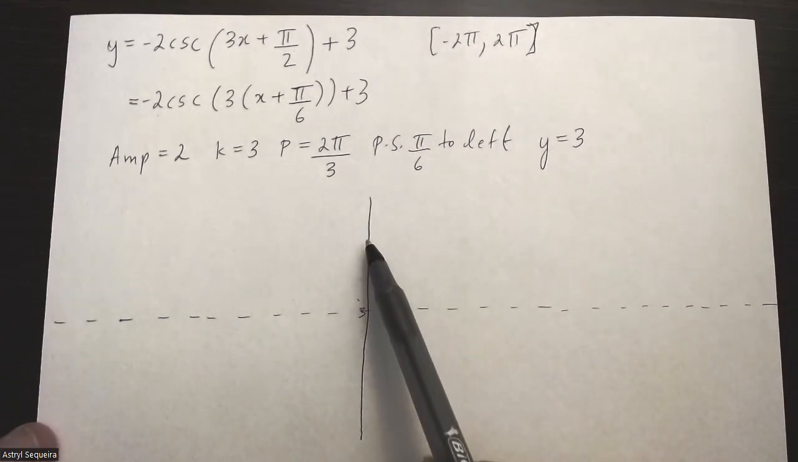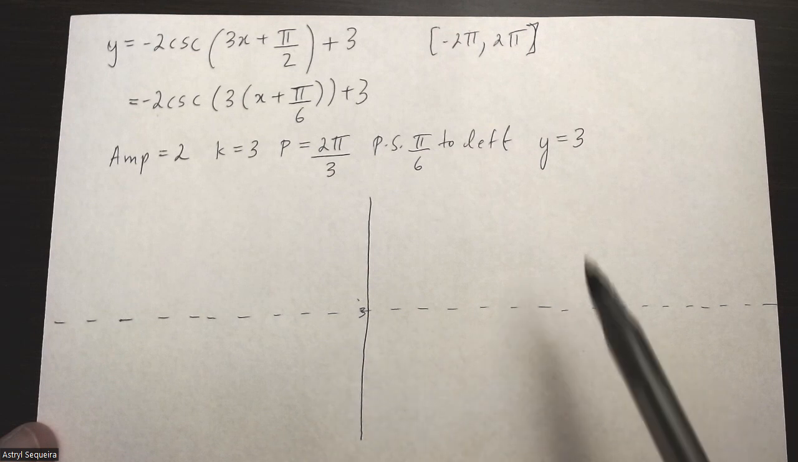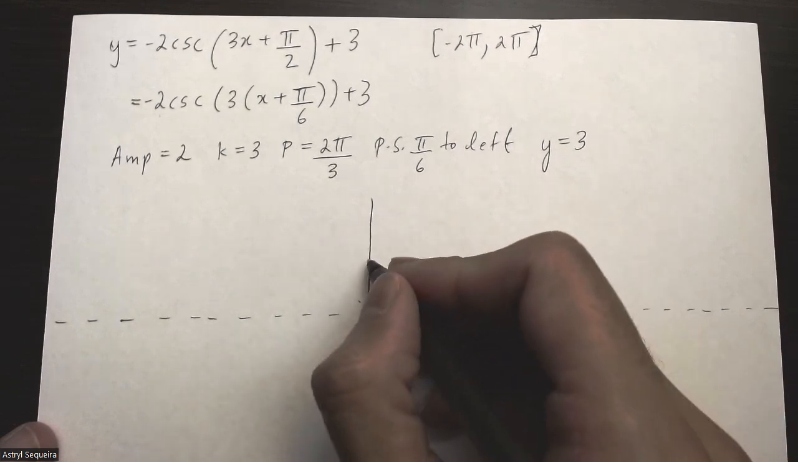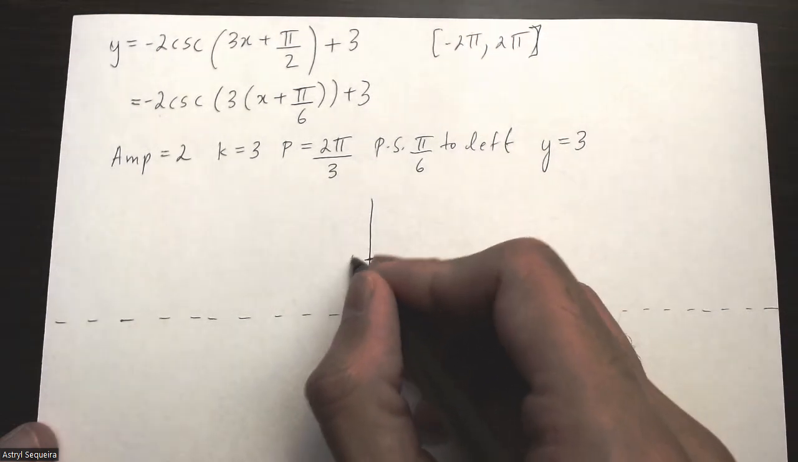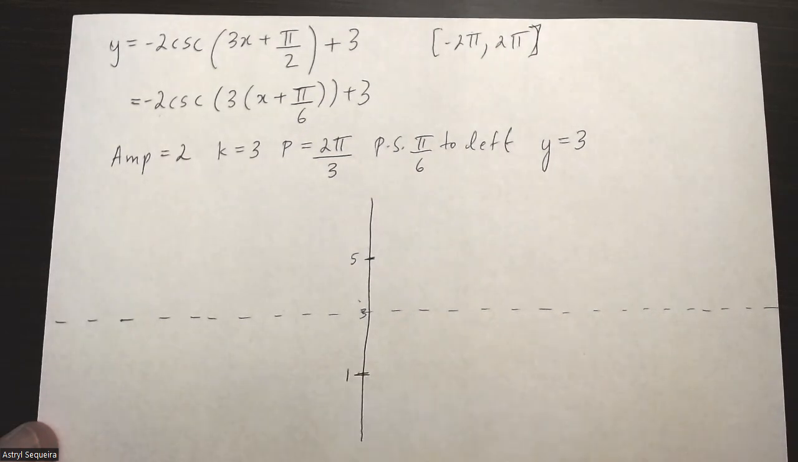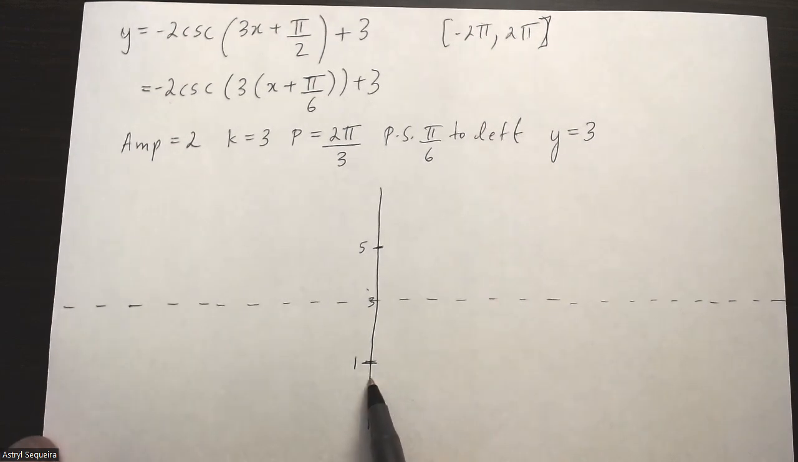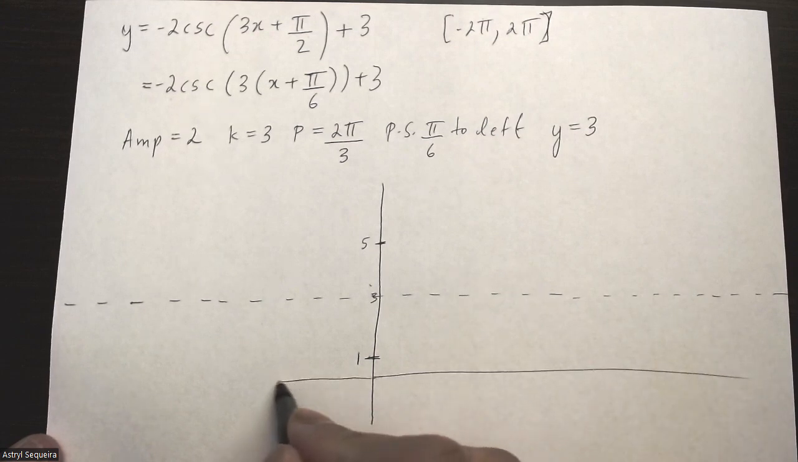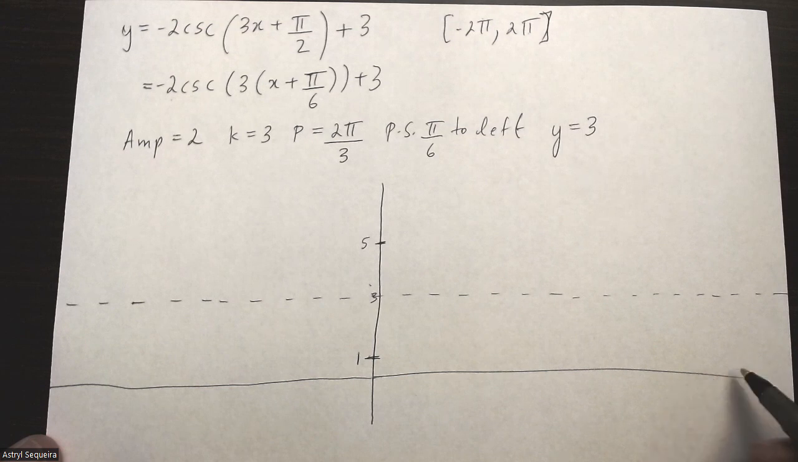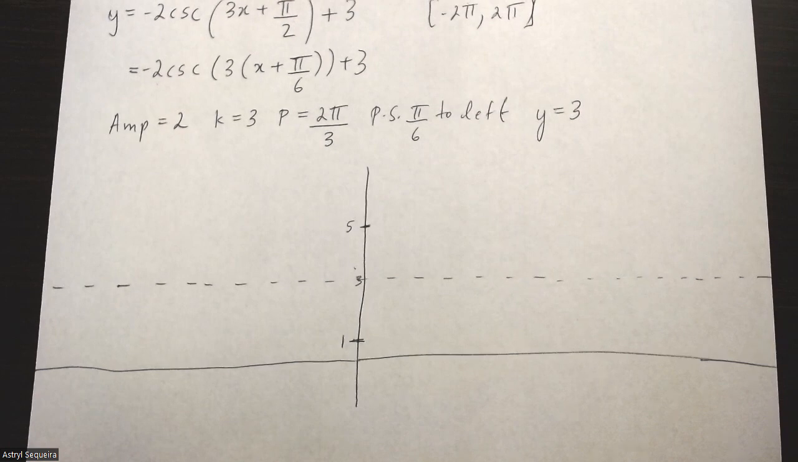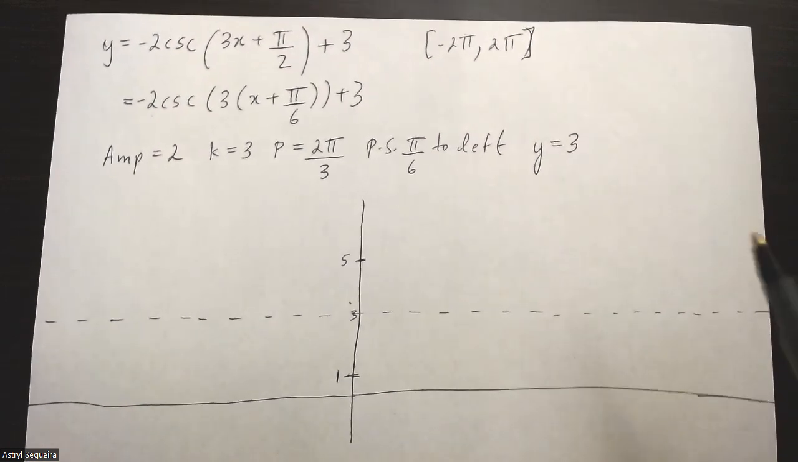And then I'm going to find my maximum and minimum over here. So my maximum is just my axis plus my amplitude. So 3 plus 2 is 5. And my minimum is 3 minus 2, which is 1. This means that my x-axis is going to be slightly below 1 over here at 0. So I can just draw my x-axis out. And now I can start to draw out my function.